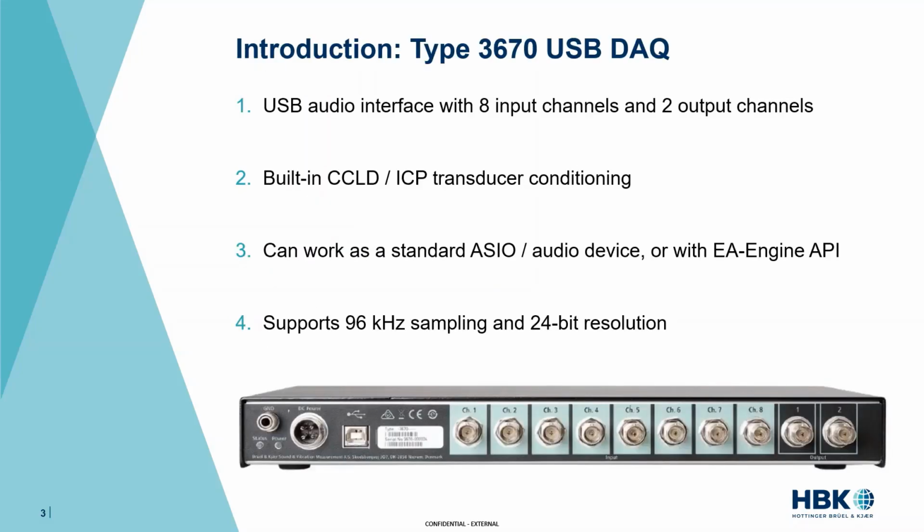The Type 3670 USB data acquisition system is a USB audio interface with 8 input channels and 2 output channels. It has built-in CCLD and ICP transducer conditioning, meaning you don't need any external conditioning boxes to use our transducers, which is really convenient if you just want to hook up and go. It works as either a standard ASIO or USB audio device, or with the EA Engine API as demonstrated in this talk today. And it supports a 96 kHz sampling rate at 24-bit resolution, so really high quality, analysis level files.